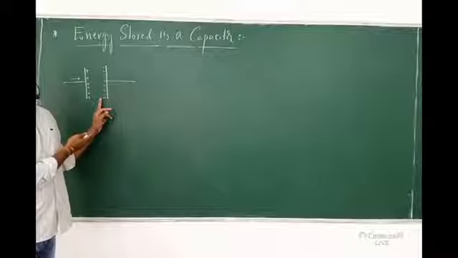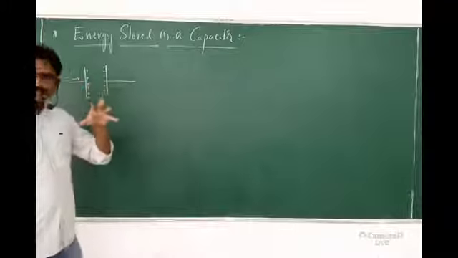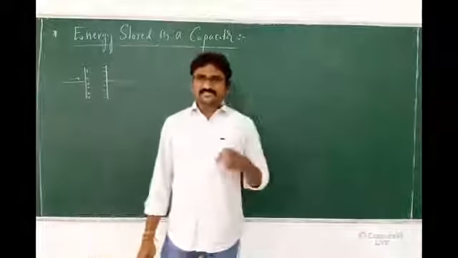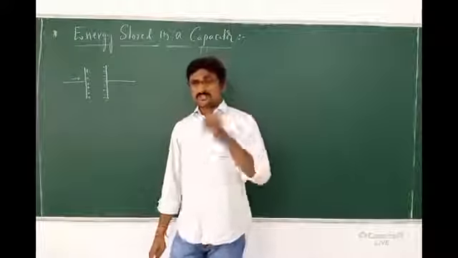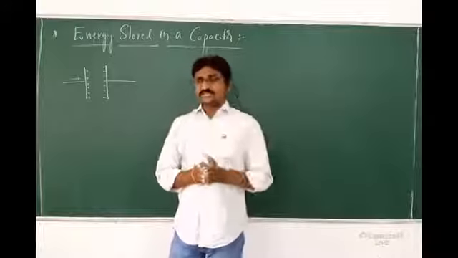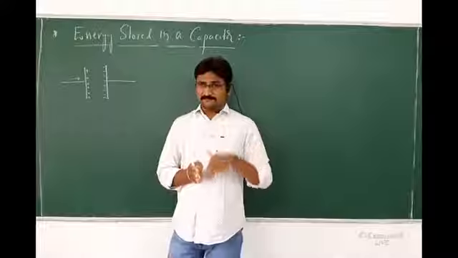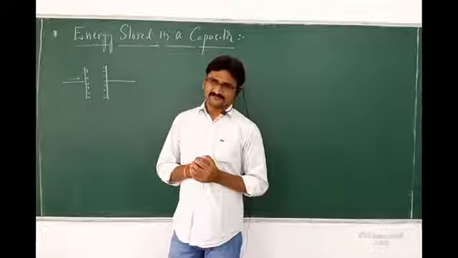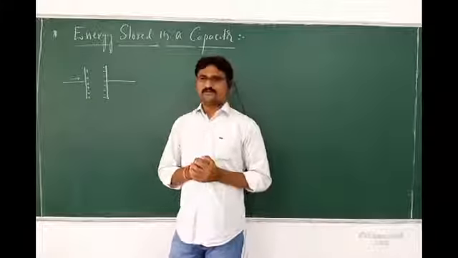The amount of work required to accumulate the charges on a capacitor plate is the total work done, and it is converted into the capacitor as potential energy. So we have to find the total potential energy of this capacitor.